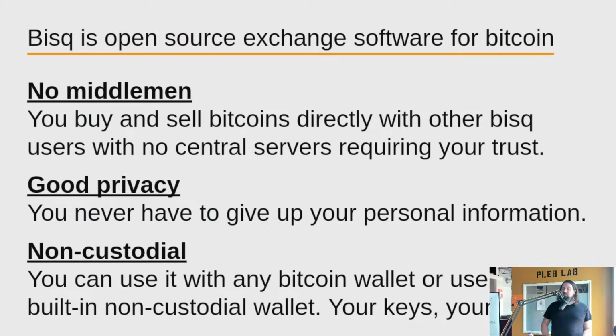So Bisq is my favorite non-custodial Bitcoin exchange, and it's got a bunch of features, including my favorites: no middlemen, good privacy, and non-custodial. You can read on there what they mean, but I'm going to go over them briefly. The nice thing about Bisq is that there's no middlemen. When you're interacting with your peer, let's say me and Austin want to have a trade together, we're not going through Binance or Coinbase or something to do this. We're both running the entire software stack that lets us trade with one another, which is really cool.